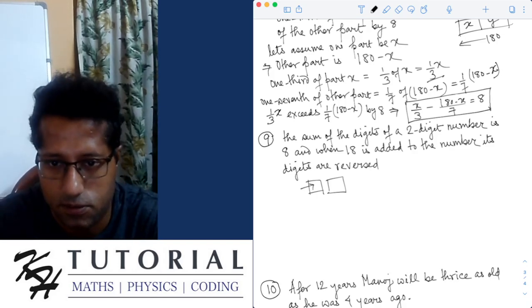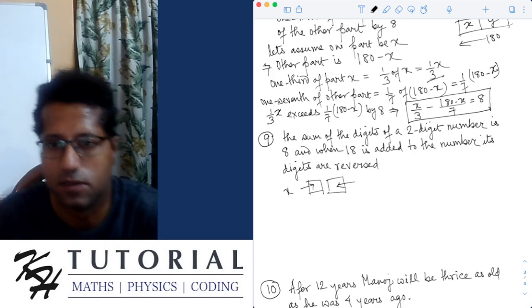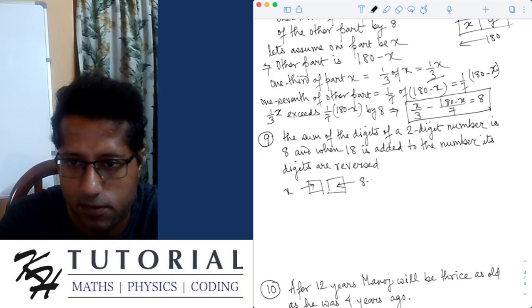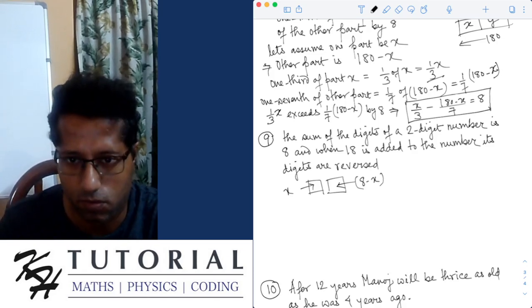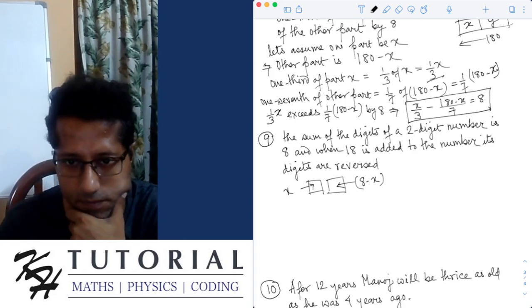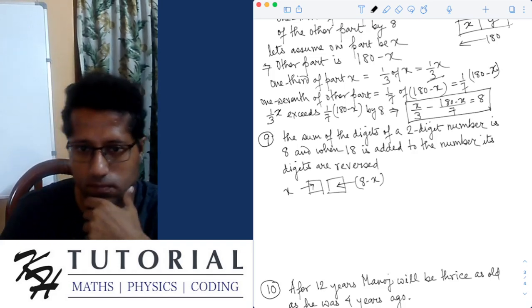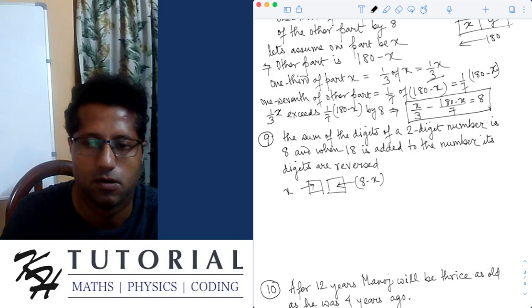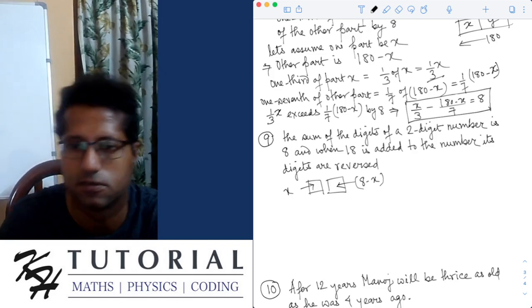Let's say this is x, and from the fact that the sum of the digits of a 2-digit number is 8, this should be 8 minus x. So the leftmost digit I have considered as the unknown variable x, and x plus whatever the rightmost digit is should sum up to 8. So the rightmost digit should be 8 minus x. So we now know the 2 digits in terms of one single variable x.